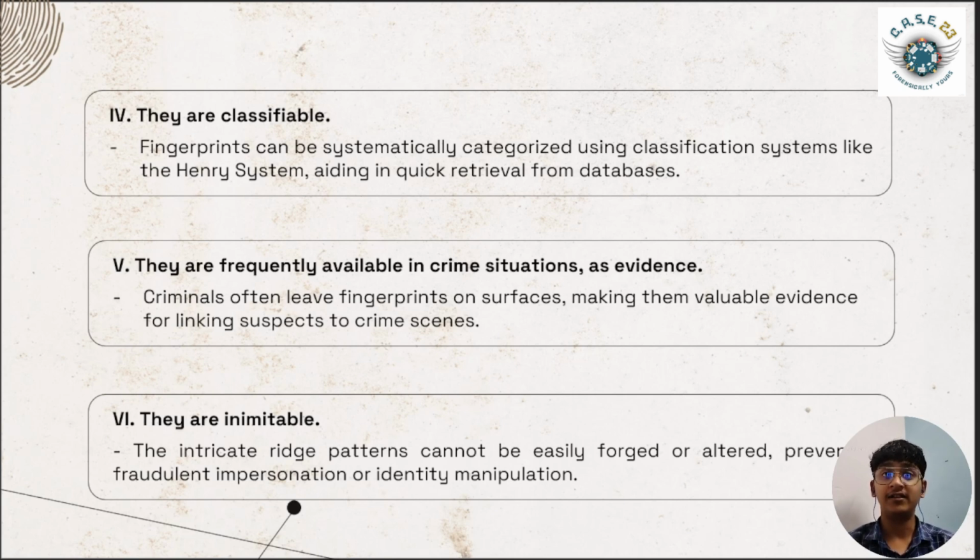Unlike fake IDs or disguises, you can't forge a fingerprint. The intricate ridge patterns are so detailed that even the most advanced criminals can't successfully alter or replicate them without getting caught. That's why they are used in high security systems from bank vaults to airport immigration checkpoints. So whether it's catching criminals, securing data, or providing identities, fingerprint remains one of the most powerful tools in forensic science.